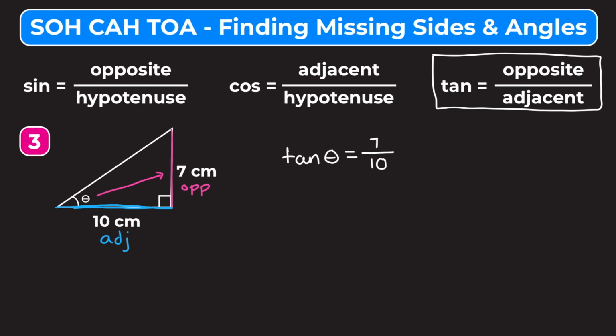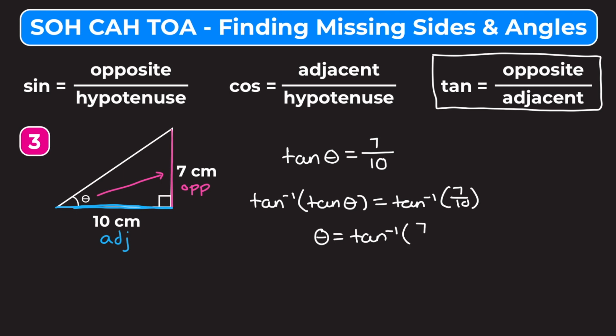And now we have to remember how to solve for an angle that is in one of our trig functions. So to get rid of this tangent, because we want to get the theta by itself, we have to do the inverse operation, which is tangent inverse. So what we're going to do is take the tangent inverse of both sides of our equation. And on the left side, taking the tangent inverse of tangent just cancels out, and we're left with a theta. And on the right side, we just get tangent inverse of 7/10.